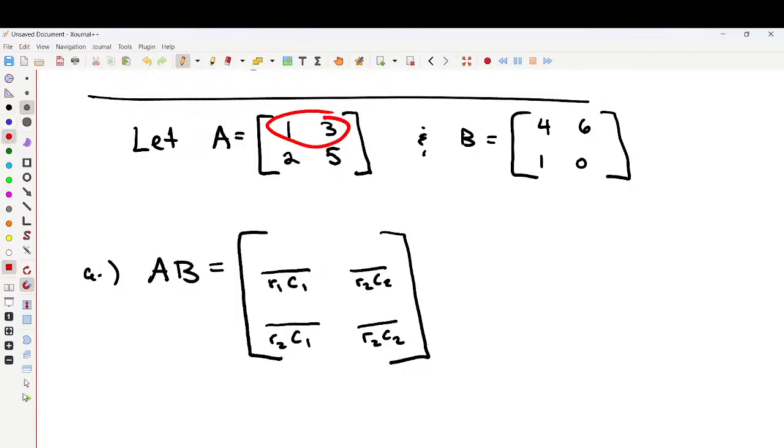So row 1 is 1, 3. Column 1 is 4, 1. 1 times 4 is 4. 3 times 1 is 3. 4 plus 3 is 7. 1 times 4 plus 3 times 1, 7. Row 1, column 2.